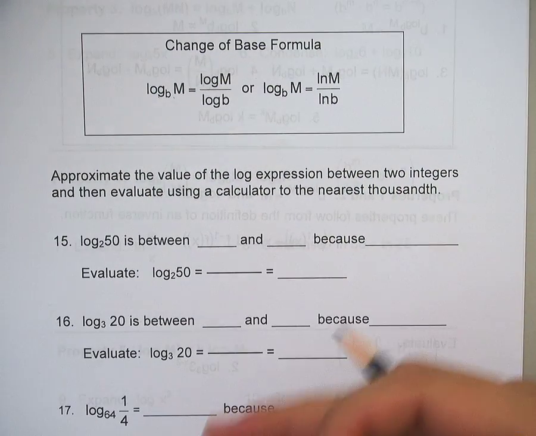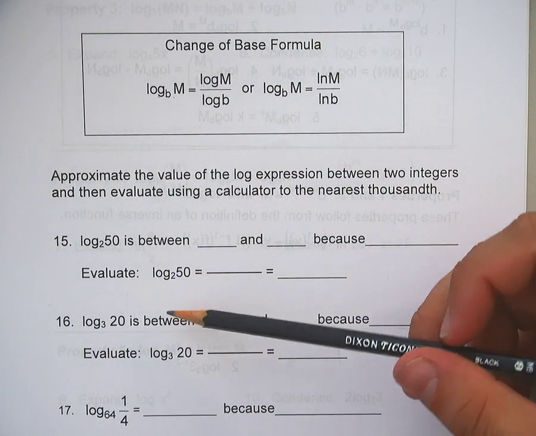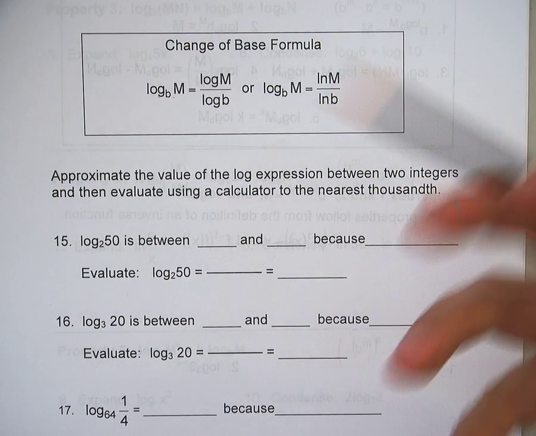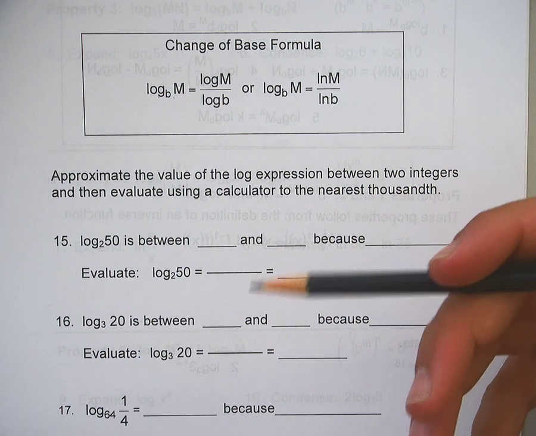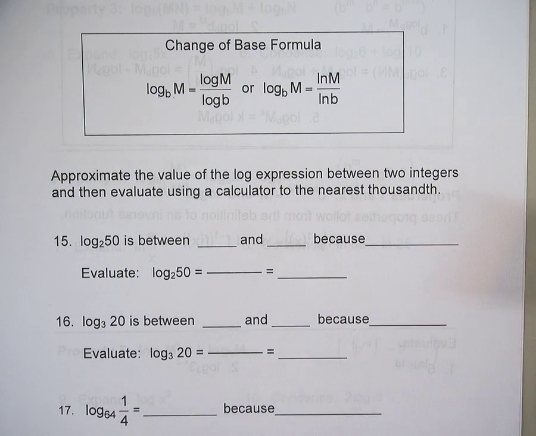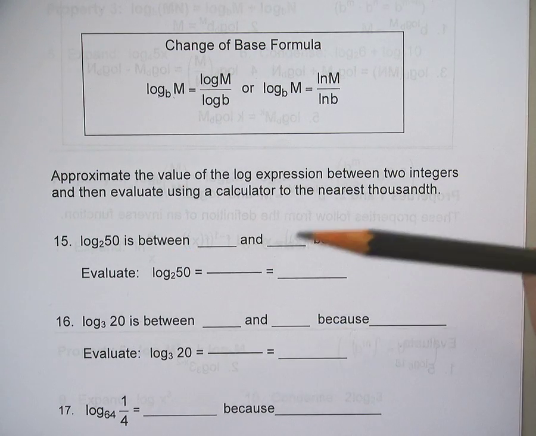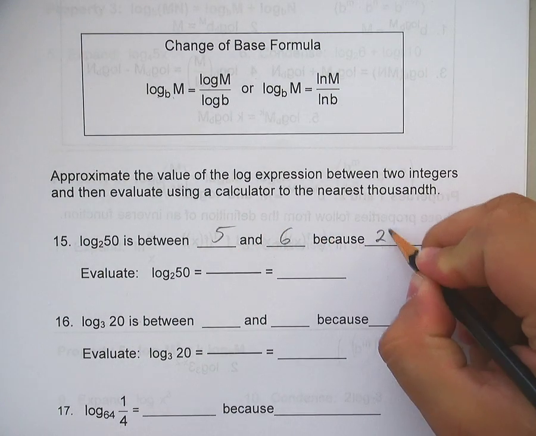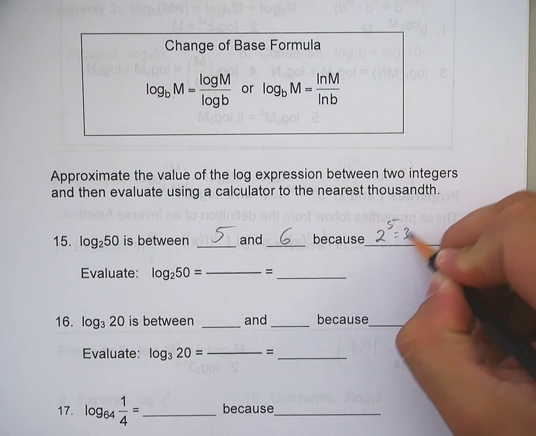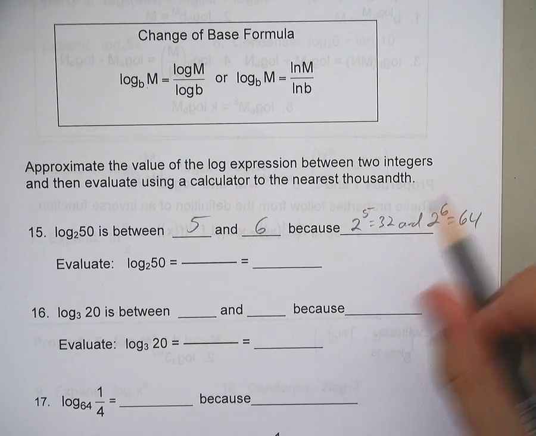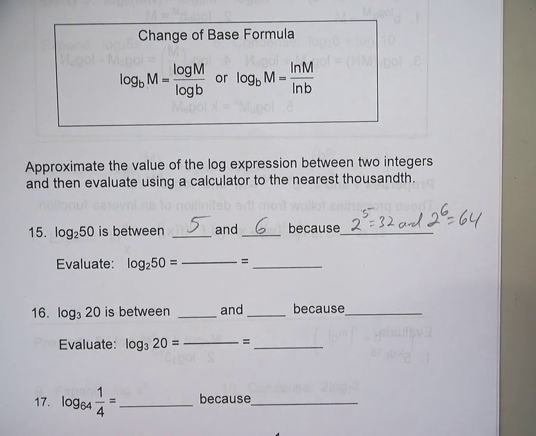stuff like this, log base 2 of 50, in order to come up with that, what they used to do is say that log base 2 of 50 is somewhere between 5 and 6 because 2 to the 5th power is 32 and 2 to the 6th power is 64. So your answer is going to be somewhere in between those two numbers, right? And they used to have to just estimate.